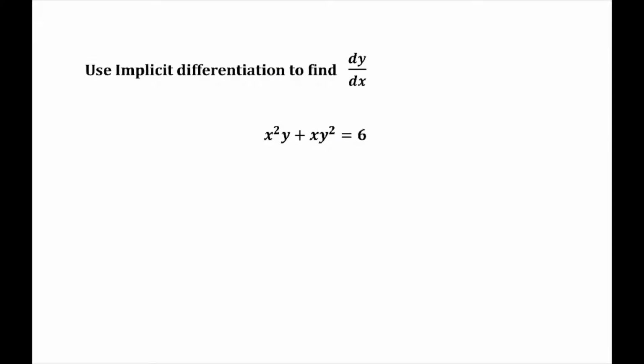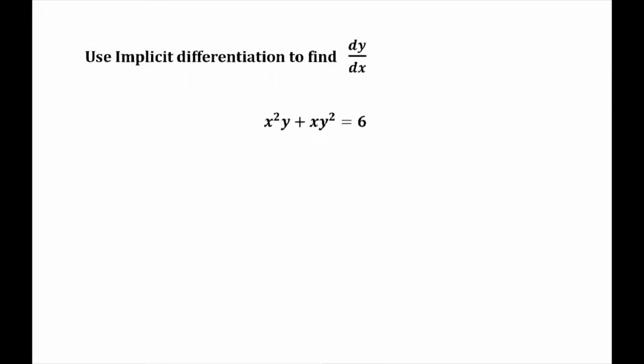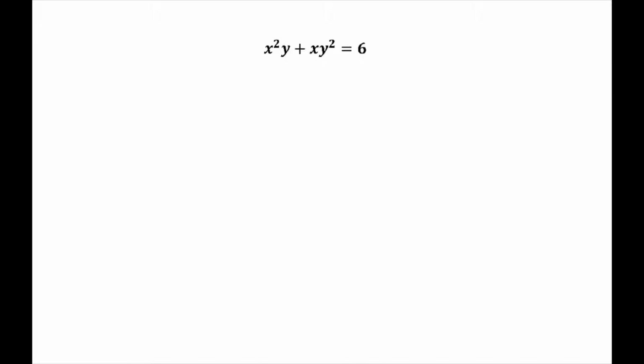Okay, so let's look at this question here. I do have a function x squared y plus xy squared equals 6. Well, why am I not using explicit differentiation? Because I don't have y equal. So you cannot. Since you have x squared y plus xy squared equals 6, you need to try to differentiate this. So let's follow the steps. First step, we need to differentiate both sides. And whenever I have y, I will multiply by dy over dx.